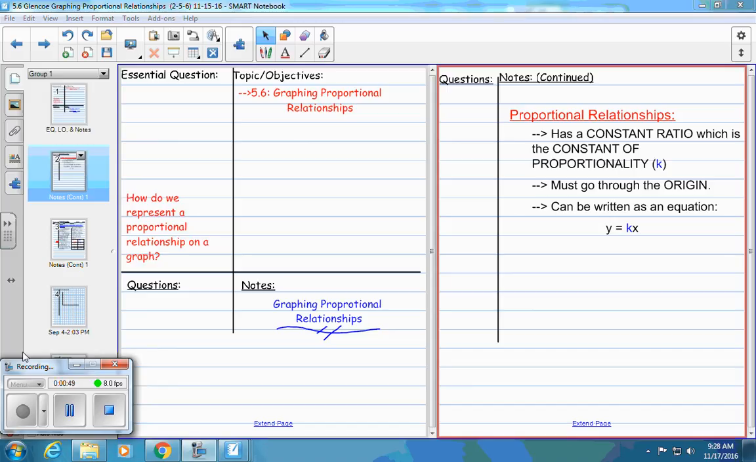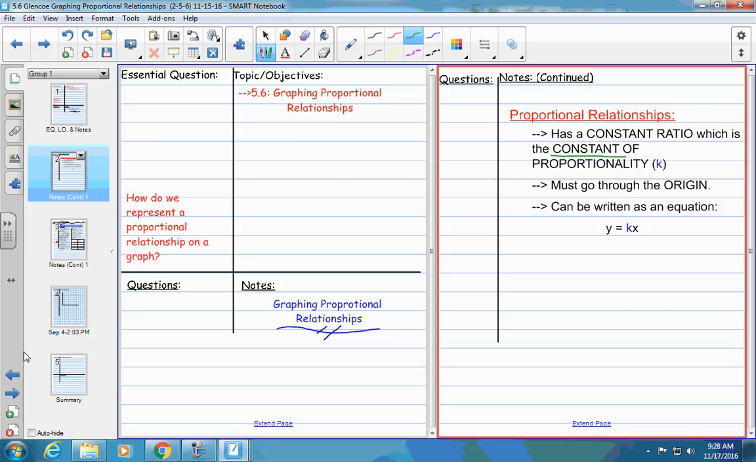We're going to call this constant ratio the constant of proportionality. And really soon, we actually represent that with the letter k in our equation. In one of our future lessons, we're going to learn that this constant of proportionality is really called the slope of the line. So constant of proportionality is actually just slope, and we'll learn that in our future lessons.